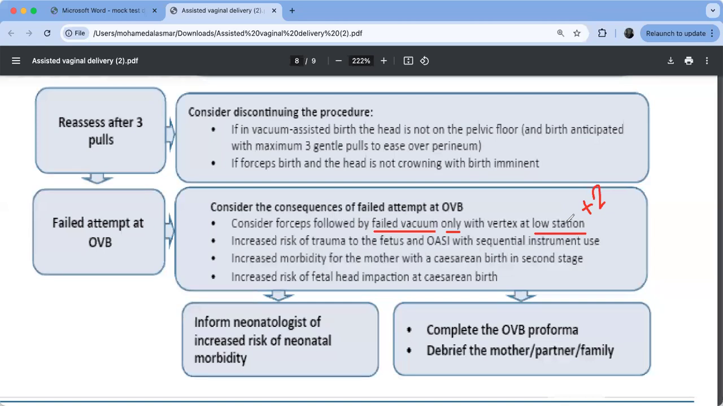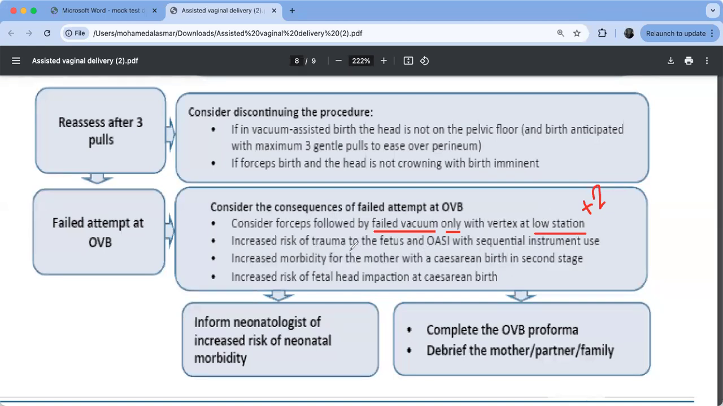Correct? That's why in the scenario of that question, it said that the woman only consented for vacuum. So can I now continue with forceps if she consented only to vacuum? No. Right? But if the patient agrees to forceps after vacuum with the vertex at low station, then I can follow a failed vacuum with forceps. Okay? No, we can't do best interest if the patient has the capacity, my dear. Right?